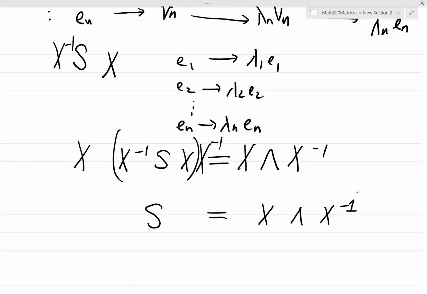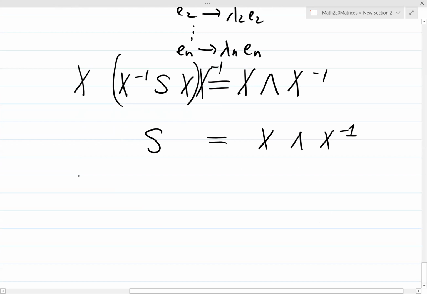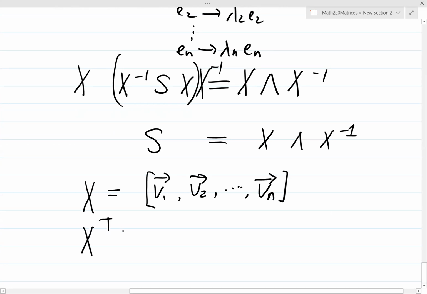Okay. Now we do another thing. Here we have some special property. If we check this form for a symmetric matrix, it's special. Let X be the column vector v1, v2, ..., vn. Now let's see what X transpose is. We write the column vectors as row vectors, so X transpose will be v1, v2, ..., vn written as row vectors.